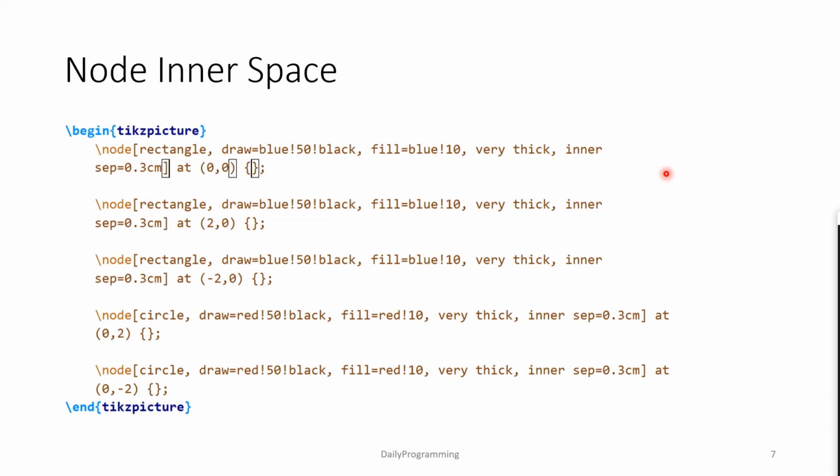To make the space in the nodes, specify the option inner space is equal to some value, 0.3 centimeter. So the nodes will be a little bit bigger because each node has 0.3 centimeter of space inside the node.